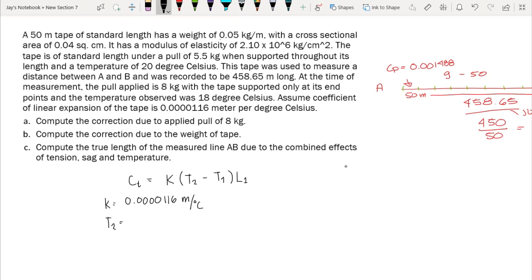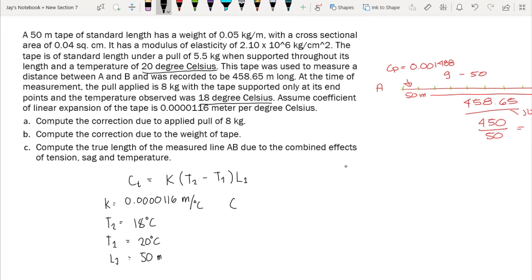Now T2 here is the observed temperature. During the measurement, the temperature was 18 degrees Celsius. And then we have the standard temperature, which is equal to 20 degrees Celsius. And then the length L1, since walang exponent ang L, you can use either 458.65 or the 50 meter tape length. Okay, so we use 50 meter first.